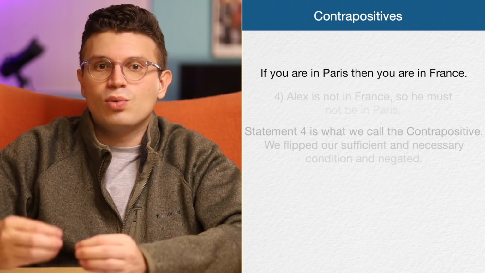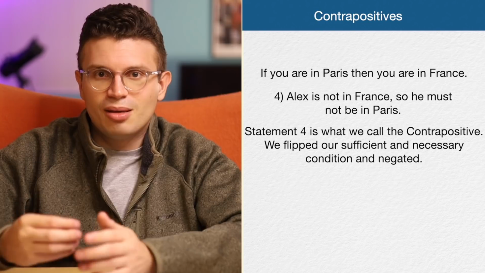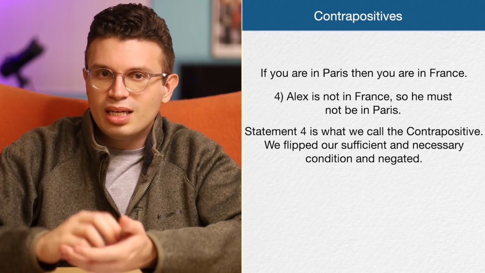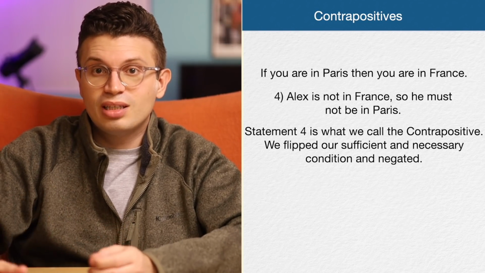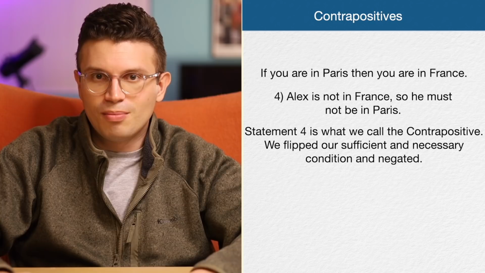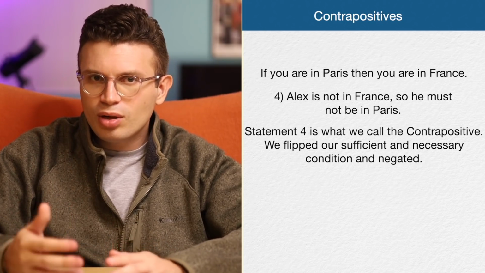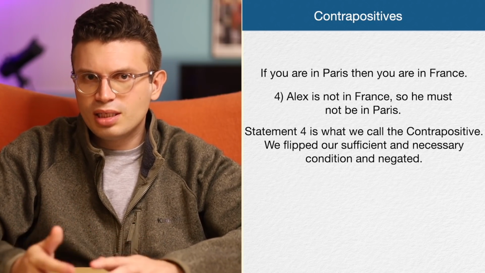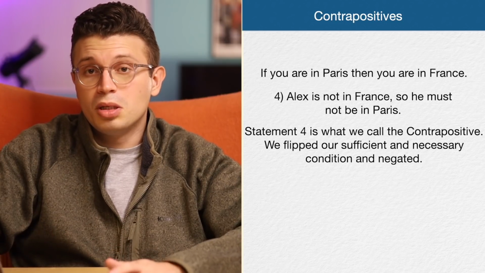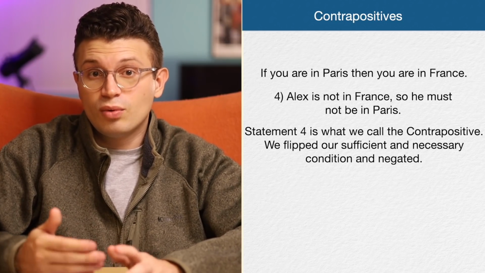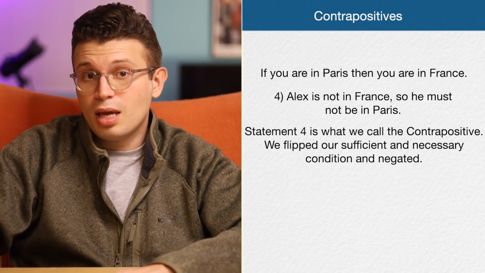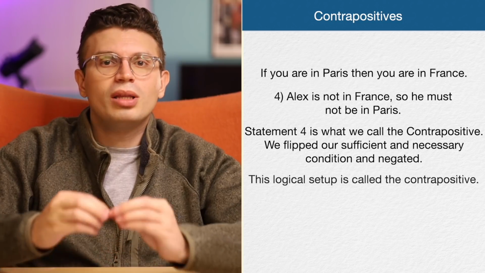Statement 4 is what we call the contrapositive. This is the meat of the lesson, guys. What we did was we flipped our sufficient and necessary condition and negated them. So let's take a look at our statement there and see if it's logical. If we're not in France, can we say with certainty that I'm not in Paris? Yes, we can, because being in France is necessary if we want to be in Paris. Okay? This logical setup is called the contrapositive.